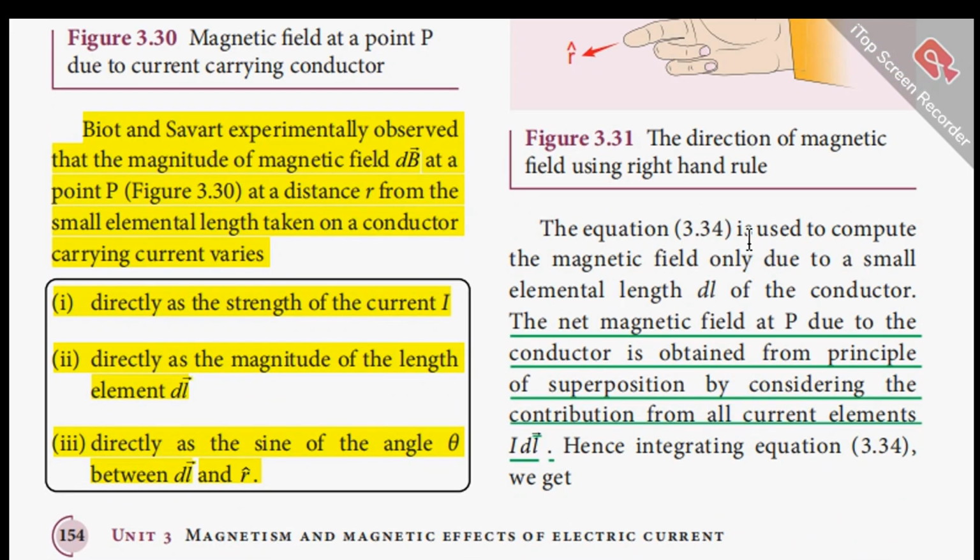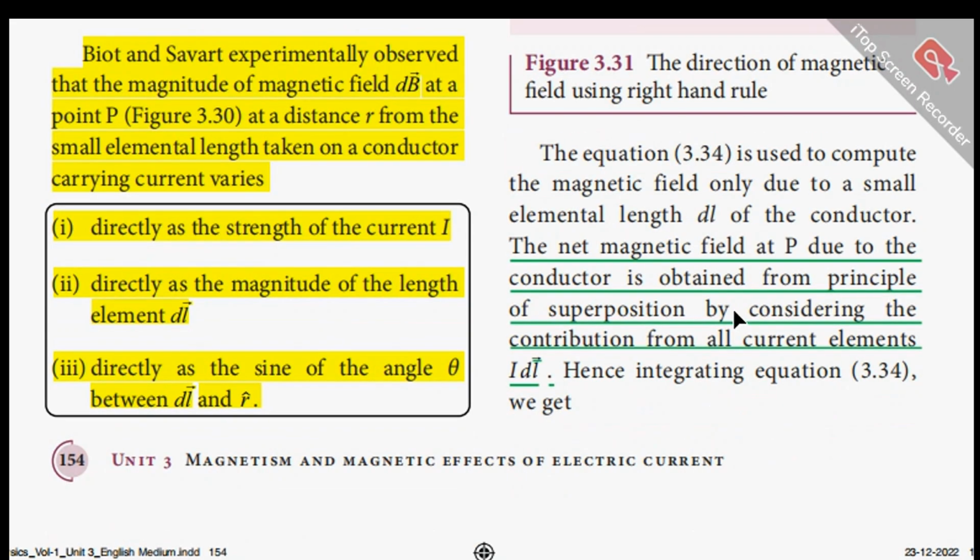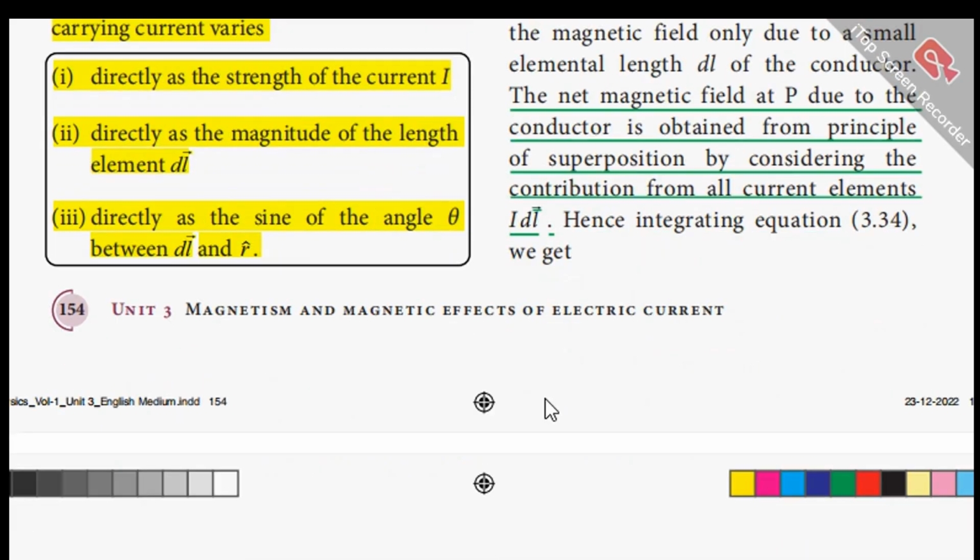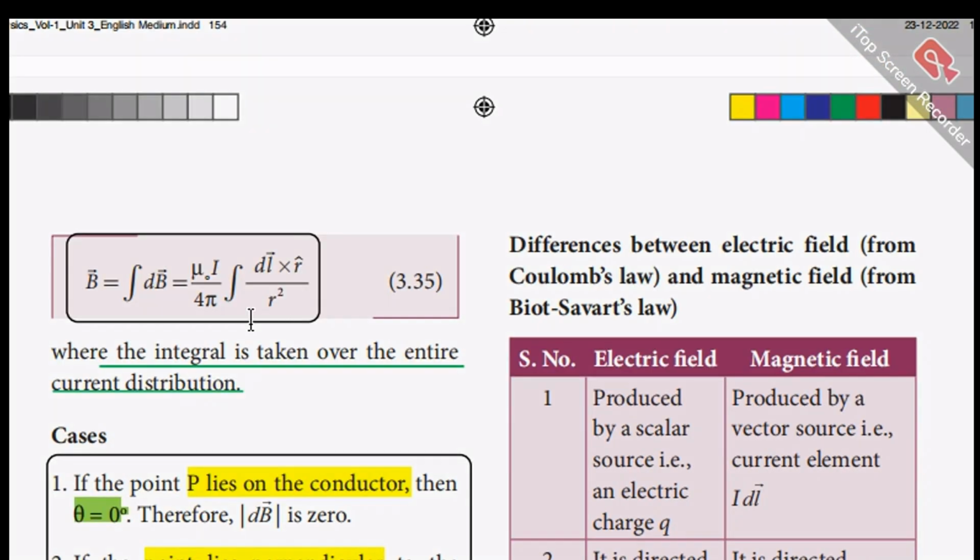Then equation 3.34 is used to compute the magnetic field only due to a small elemental length dl of the conductor. The net magnetic field at P due to the conductor is obtained from the principle of superposition by considering the contribution from all current elements I dl. So we have to integrate equation 3.34, and therefore we get this expression: B equal to integral dB, which is given by mu naught I by 4 pi integral dl cross r unit vector by r squared, where this integral is taken over the entire current distribution.